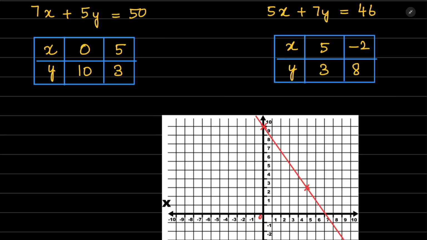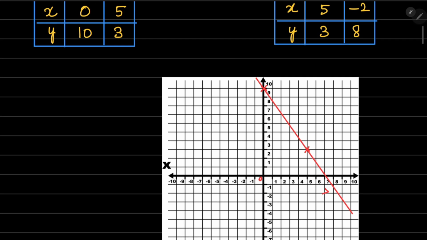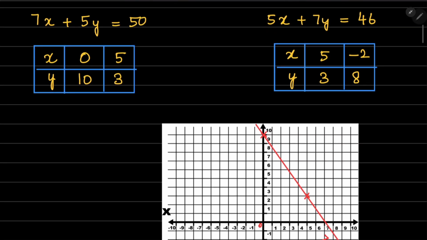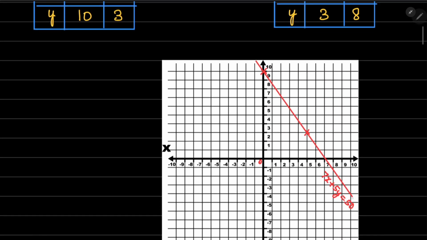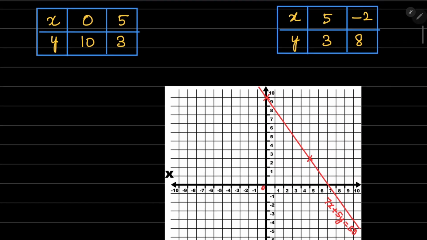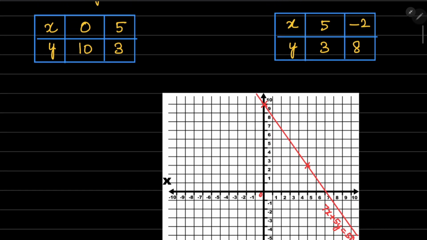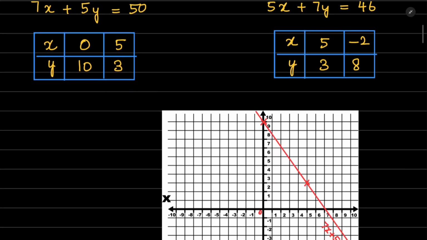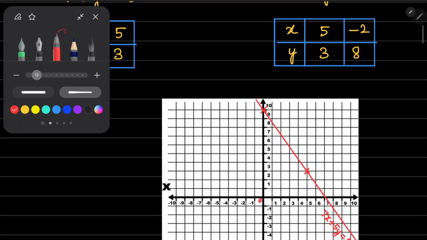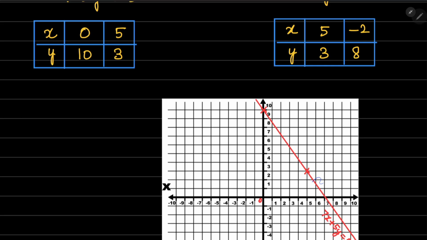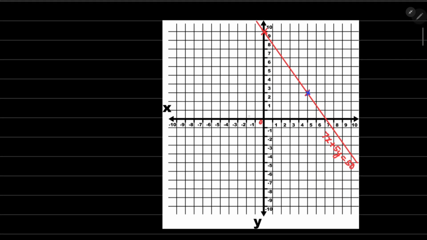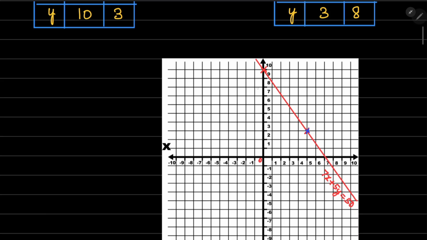Now, on top of the line, what should you write here? As I told you, 7x plus 5y equal to 50. You should always make sure you write the equation. For the second equation, the points are again 5 comma 3, and minus 2 comma 8. So minus 2 comma 8 here.